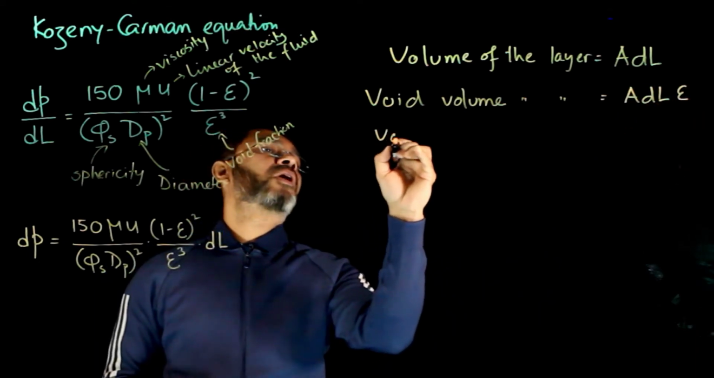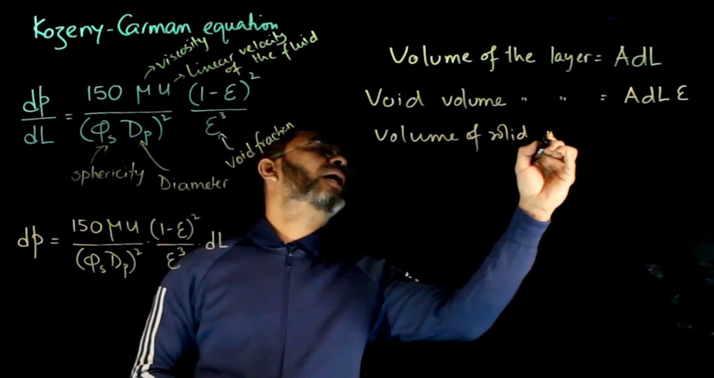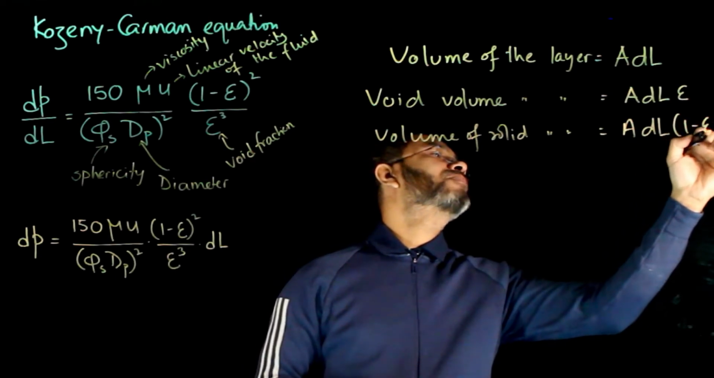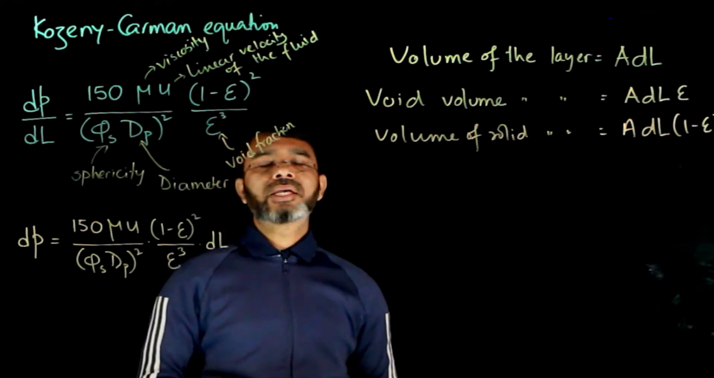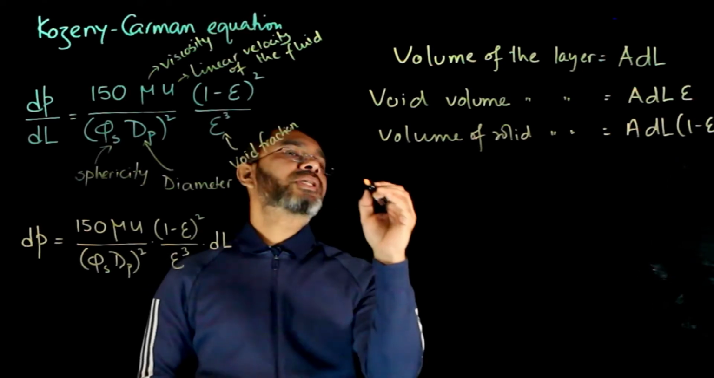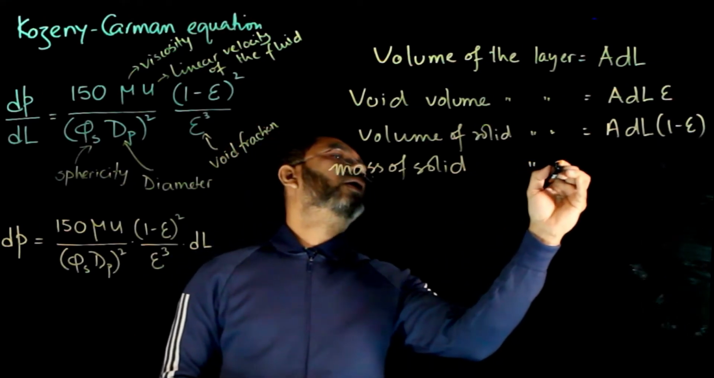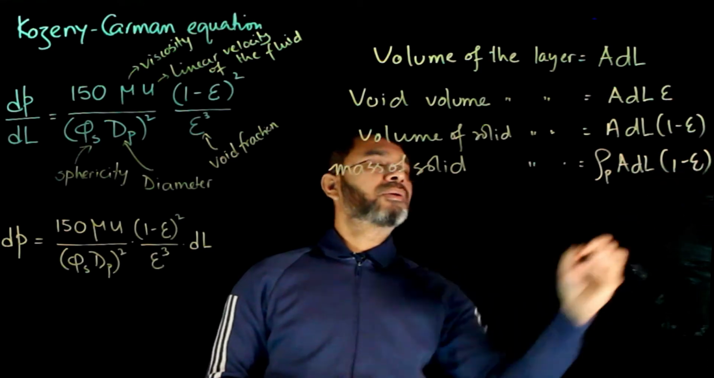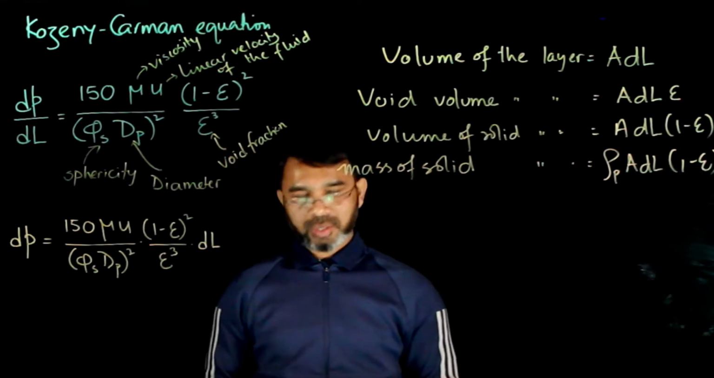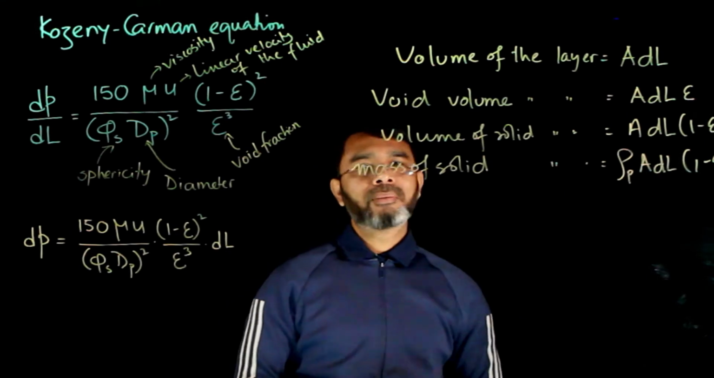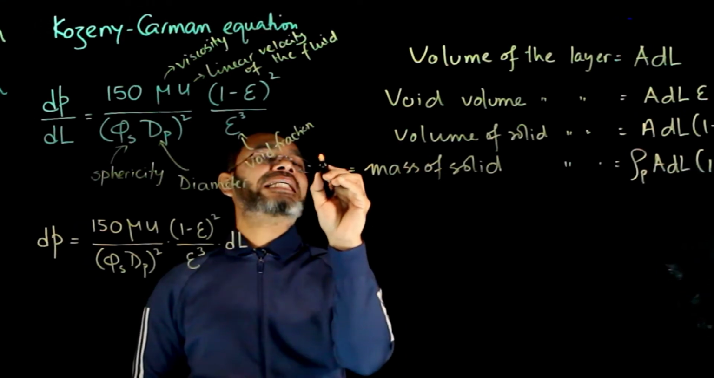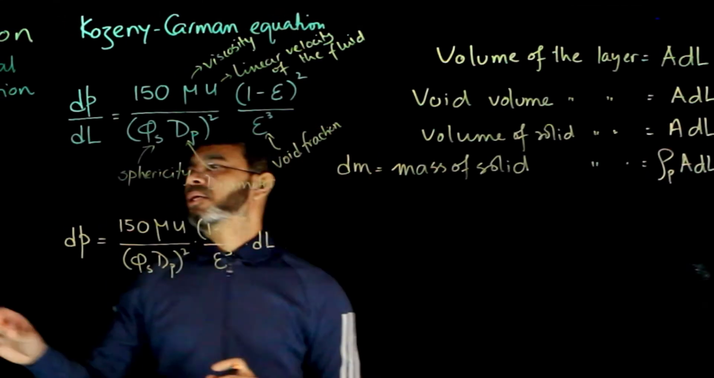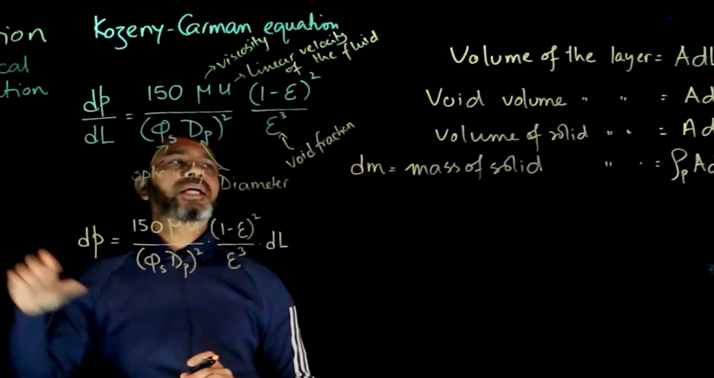So then what is the volume of solid in the layer? It will be A dl (1 minus epsilon). With epsilon as the fraction that is void, 1 minus epsilon is the solid. So what is the mass of solid in the layer? It will be rho p A dl (1 minus epsilon), where rho p is the density of the particles. You multiply the volume by density, you get the mass. If we represent this by dm, remember, the small amount of mass, this is the mass of solid in the differential layer that we are considering.